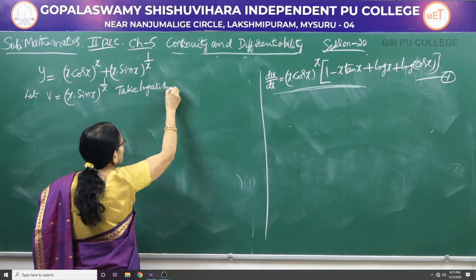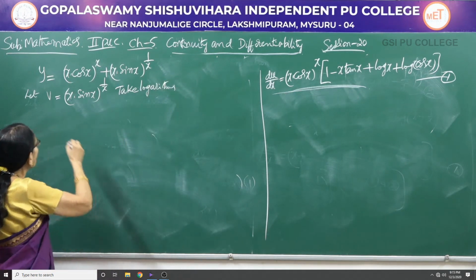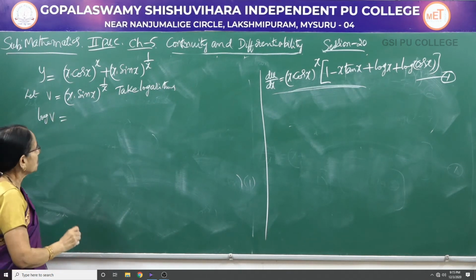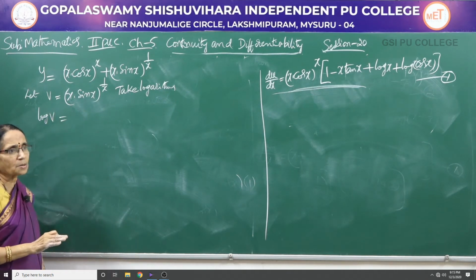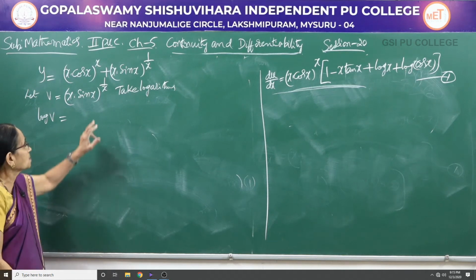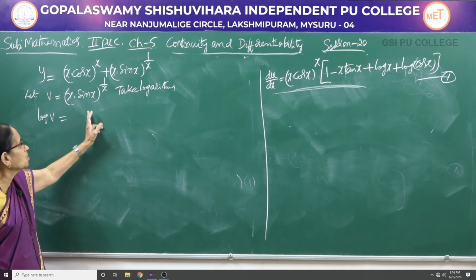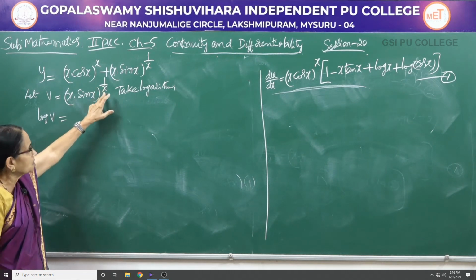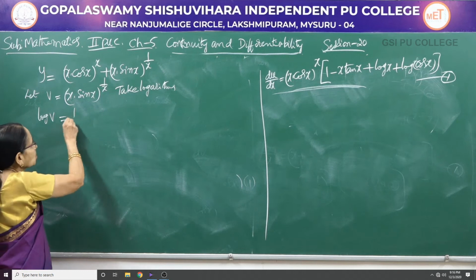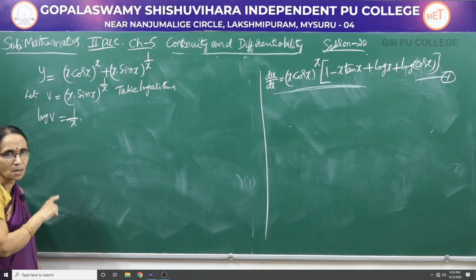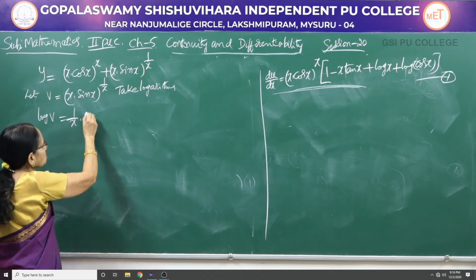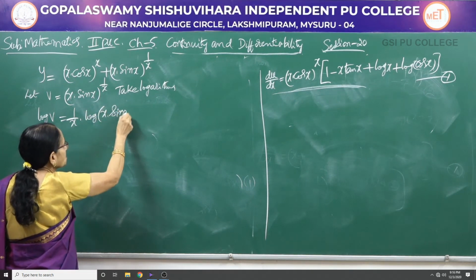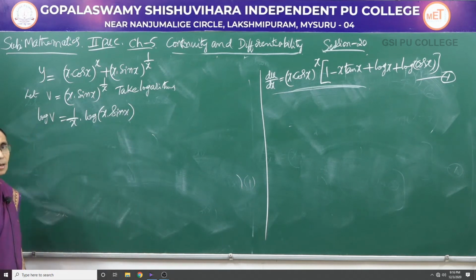Take logarithms. Next, log v equals log of the left hand side. Here, x into sin x whole to the power 1 by x. So, the index is 1 by x. When you take the logarithm, log m to the power n, the index will become the coefficient, that is n into log m. So, 1 by x into log of x into sin x.